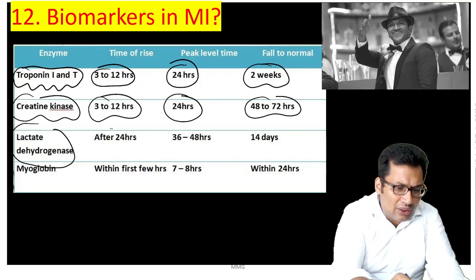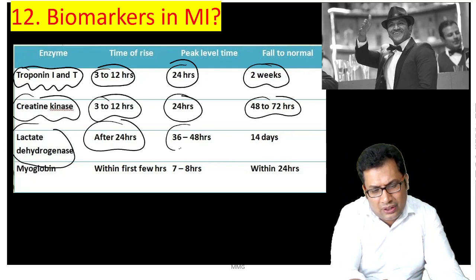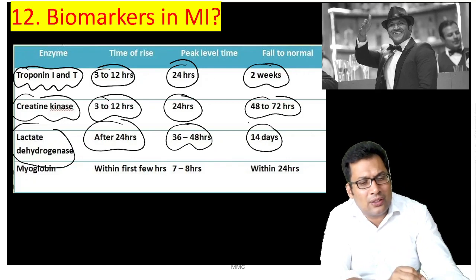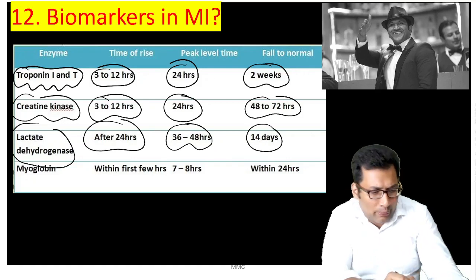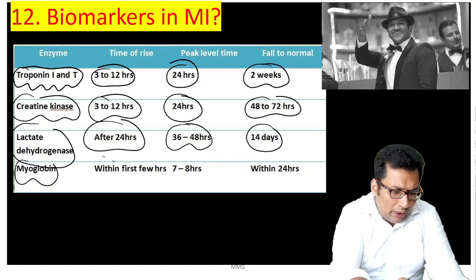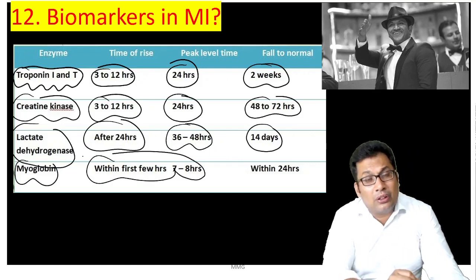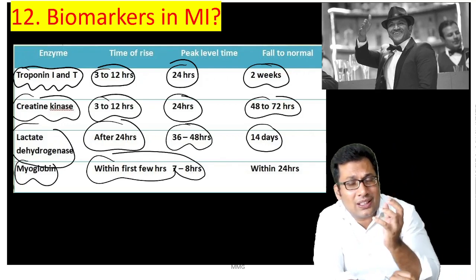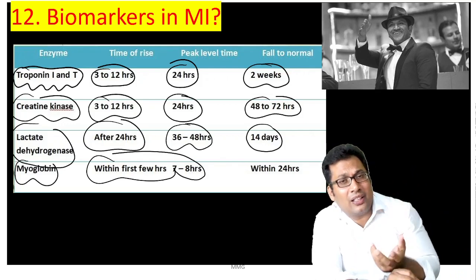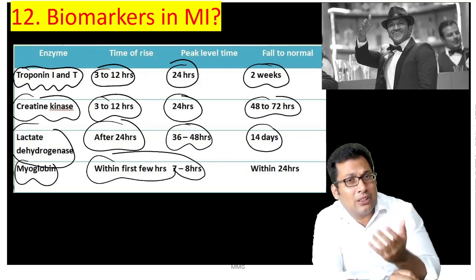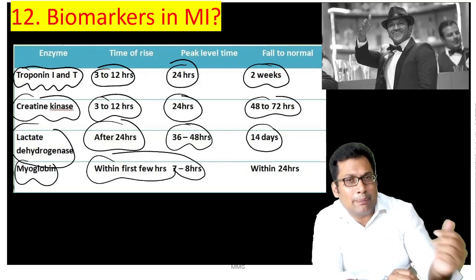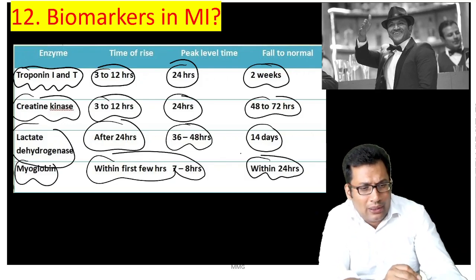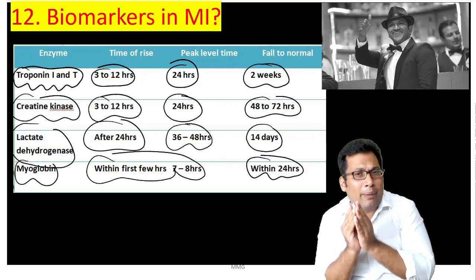Lactate dehydrogenase peaks at 36 to 48 hours after 24 hours, and takes 14 days, 2 weeks, to fall to normal. The last one, myoglobin, is the first thing to rise within a few hours. But myoglobin is non-specific. It rises in many conditions, even in muscle damage and muscle dystrophy. Within 24 hours it falls to normal. So this is about the biomarkers of MI.